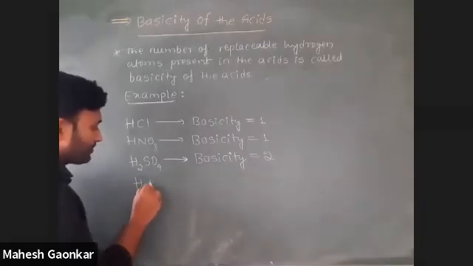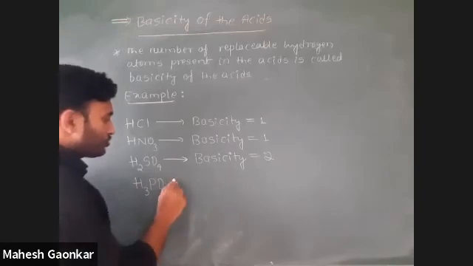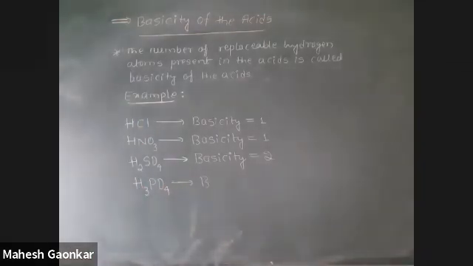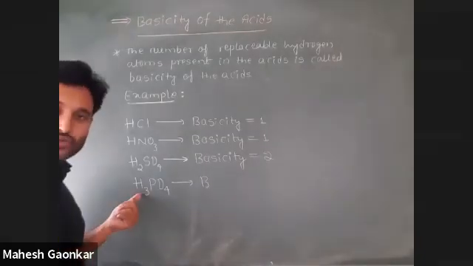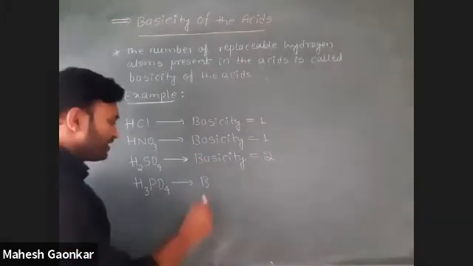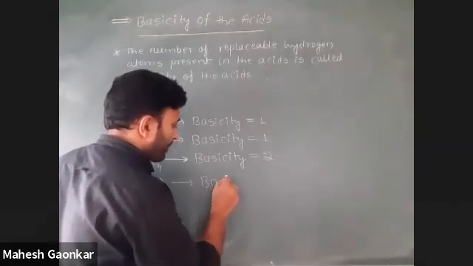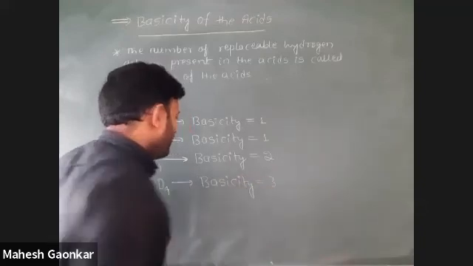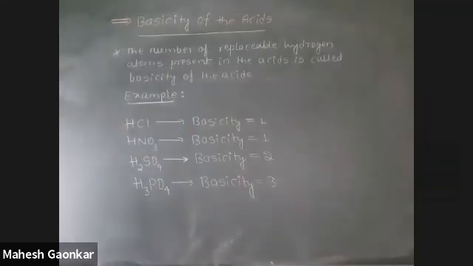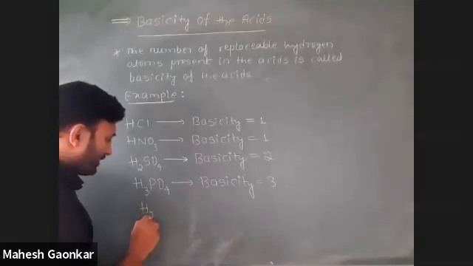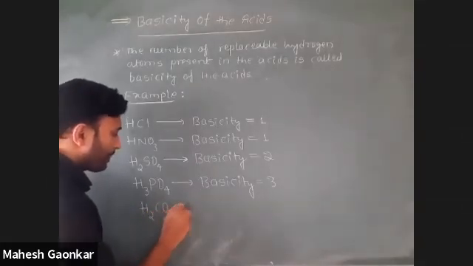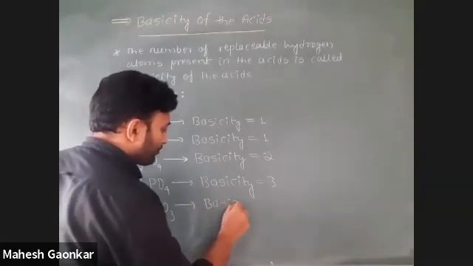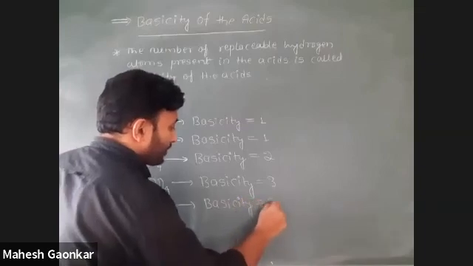Phosphoric acid, H3PO4, has got 3 replaceable hydrogen atoms. Therefore, its basicity is 3. And you can even take carbonic acid, H2CO3. Its basicity equals 2.